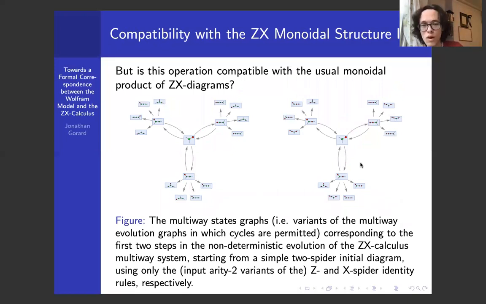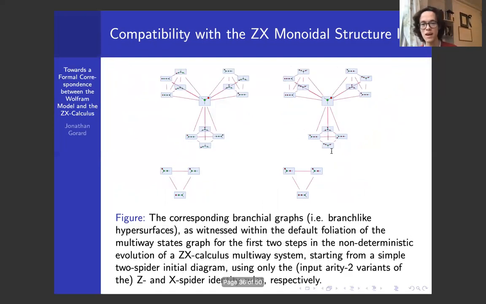So essentially what we did was we said, okay, we know how to take monoidal products in the ZX calculus. We just stack diagrams on top of each other. And we know how to take monoidal products of multiway rewriting rules in parallel. Can we prove that these two operations are actually the same? Can we prove that they're compatible? Well, we tested the conjecture. So you start from a single ZX diagram, applying one particular rewriting rule on the left, applying a different rewriting rule on the right, yielding these two particular sets of branchial graphs.